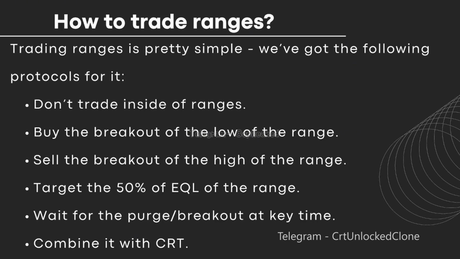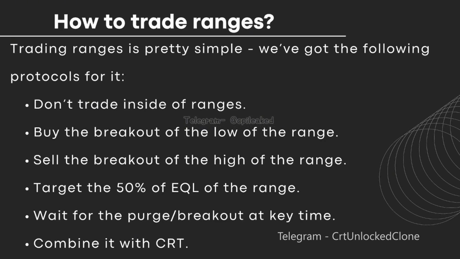Second, we've got that you buy the breakout of the low of the range, meaning when the low of the range is purged and partially broken through, you buy there. Obviously, you don't just buy there right away, but instead you wait for your correct entry model or entry setup. But the predominant theory is to buy the range on the purge of the low of the range, right? And similarly for the opposite side, sell the breakout or the purge of the high of the range, right?